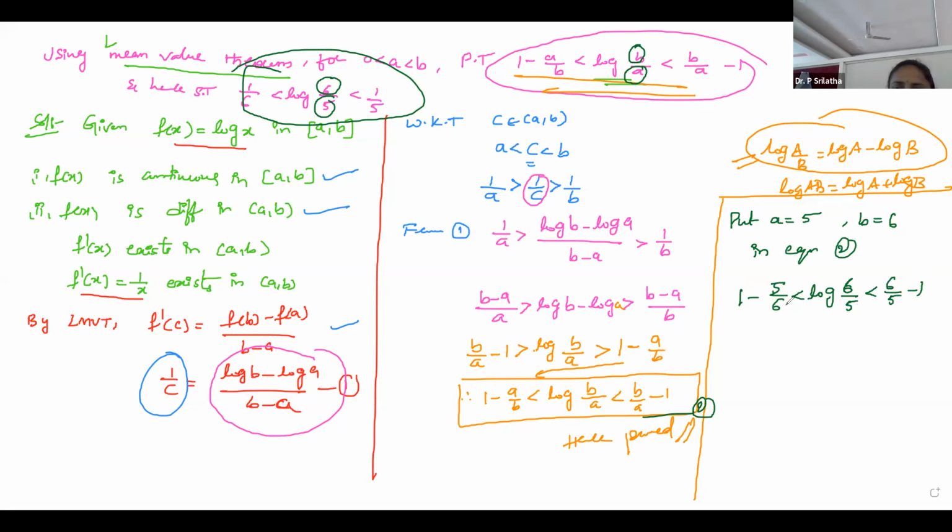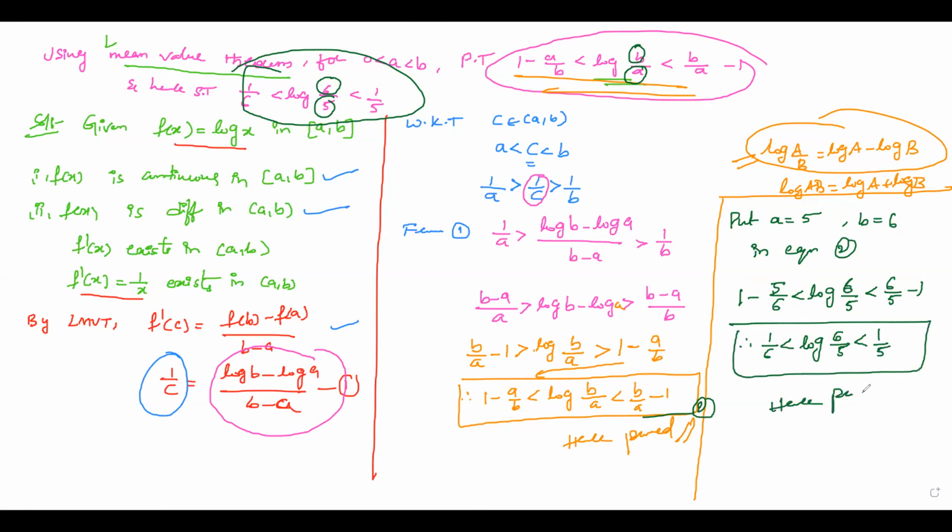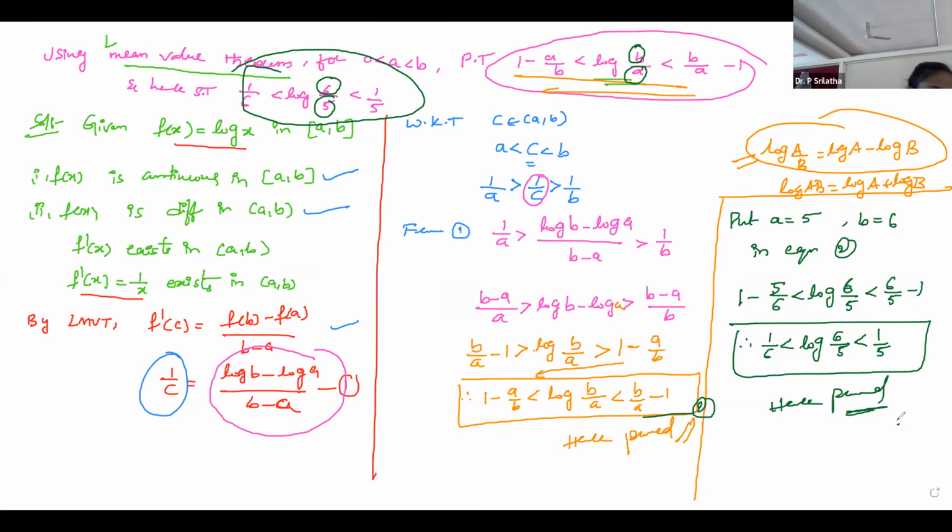Okay. So after simplification, 6 minus 5 by 6, that is nothing but 1 by 6, is less than log of 6 by 5, is less than 6 minus 5 by 5, so that is 1 by 5. Okay. Hence proved. Hence proved, ma'am. Yes, ma'am. Very good. That's it.